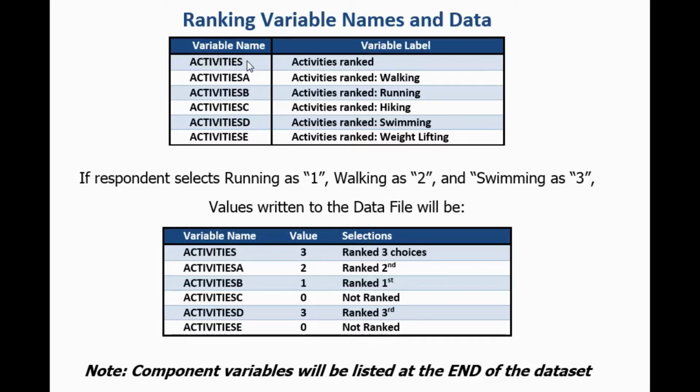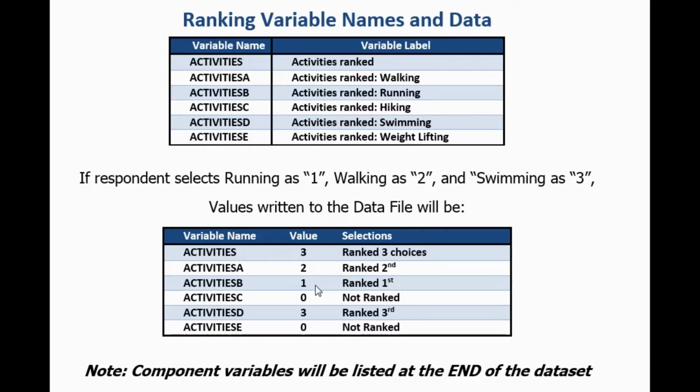Here we have our variable name activities with each choice having the different suffix as we mentioned. And for the labels, you have those choice labels that we added. For the data set, if in our example the respondent had selected running as 1, walking as 2, and swimming as 3, the values written to the data file would be as follows. Since we ranked 3 choices, our composite variable, that is just the core activities variable, will have a value of 3 because we ranked 3 choices.